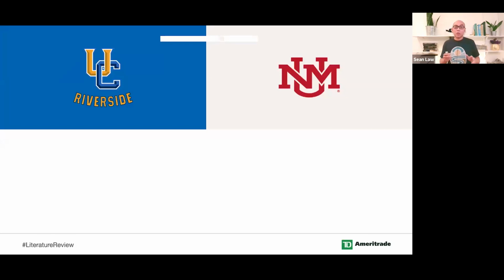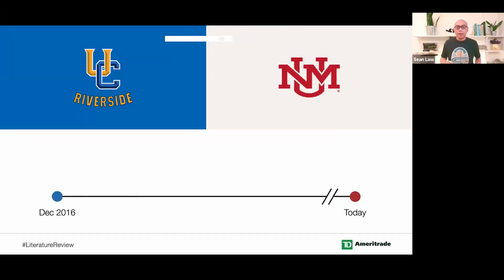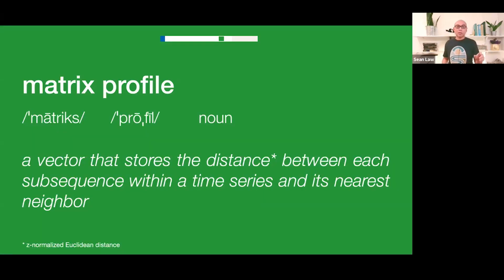This goes back to these researchers at the University of California, Riverside, and University of New Mexico. Back in 2016, they came up with something called the matrix profile. They published a series of back-to-back papers, and now I think they've published 21 papers relating to the matrix profile. They define the matrix profile as a vector that stores the distance between each subsequence within a time series and its nearest neighbor.